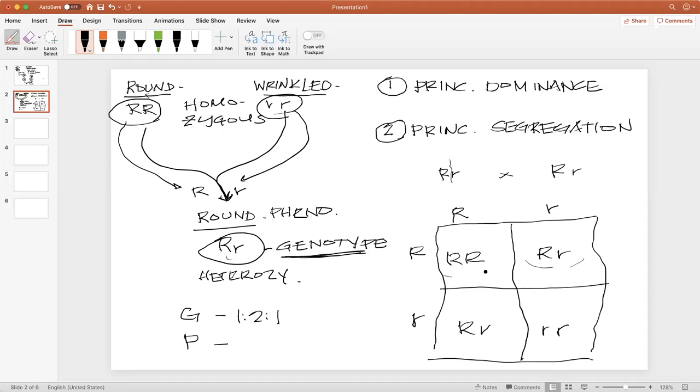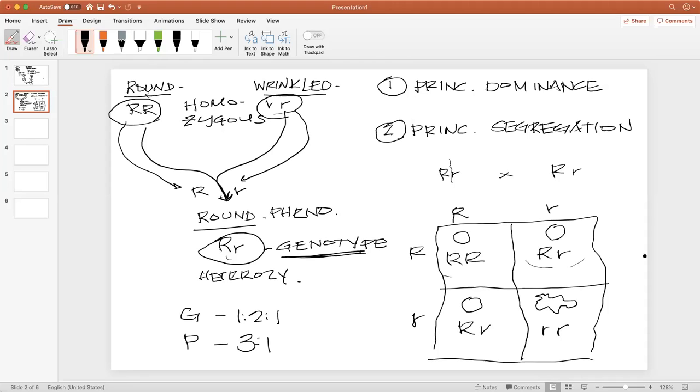So what do these individuals look like? Well, this is a round seed, so I'm just going to draw a perfect circle. This is a round seed, right? Because remember, we got a dominant dude right there. This one is round, and this guy is wrinkled. So there's 2 different ways these guys can look. Our phenotypic ratio is 3 to 1, okay?